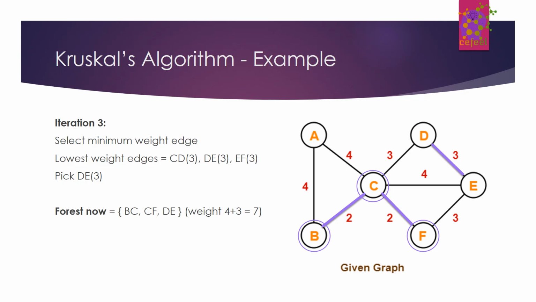So our spanning forest now has BC, CF and DE, and total weight is 4, which was earlier, plus 3, so 7 is the existing weight of the spanning forest.